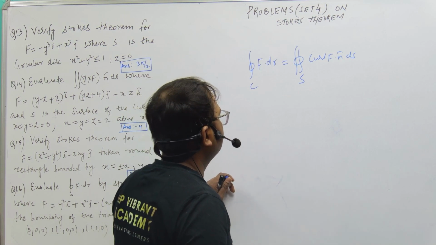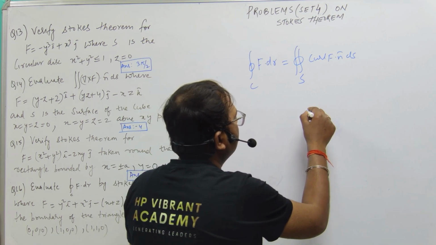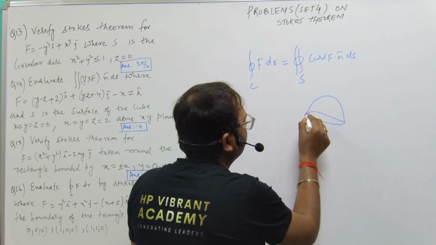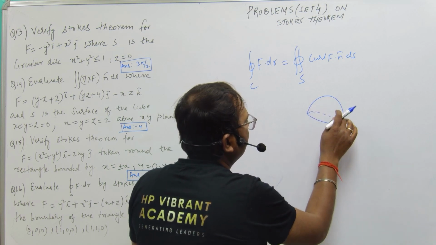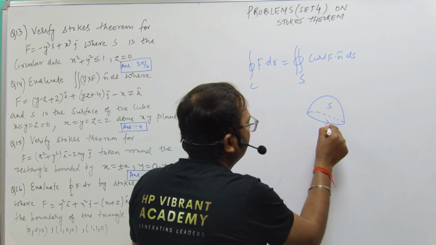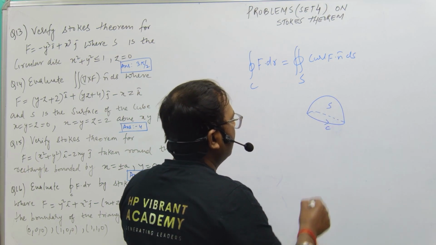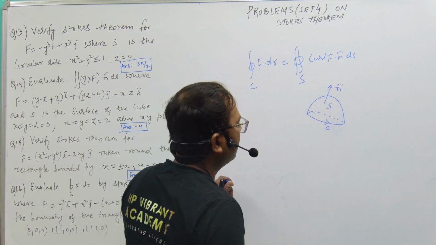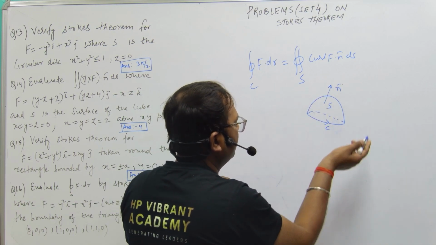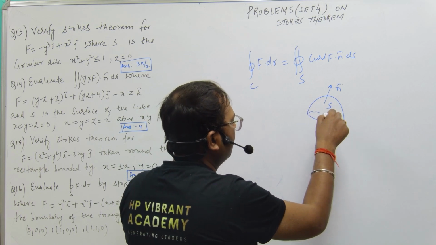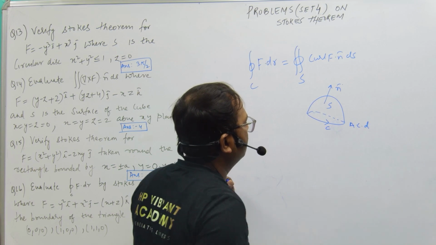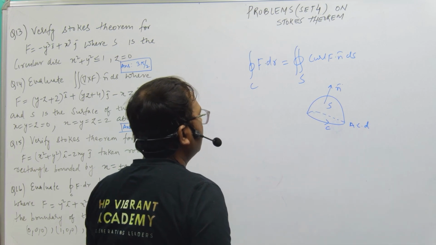Let us understand this. Let us consider a surface S like this, which is bounded by a curve C. This is our curve C that is bounding this surface S, and this is the unit vector along the outward normal. So the outward normal is in this particular direction. From the right hand thumb rule, the orientation of this curve C is in the anti-clockwise direction.